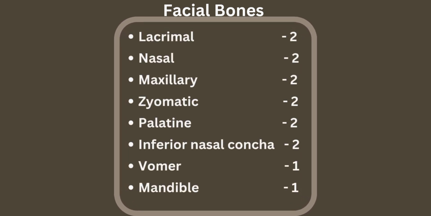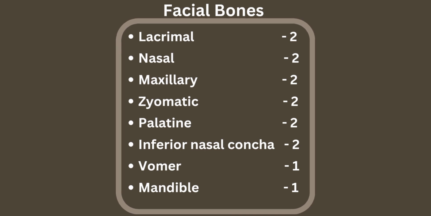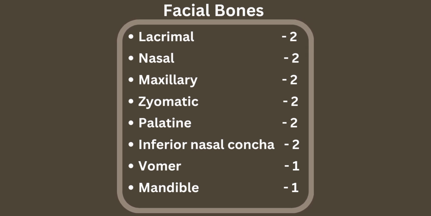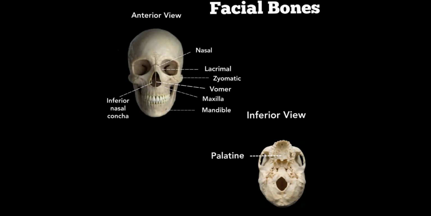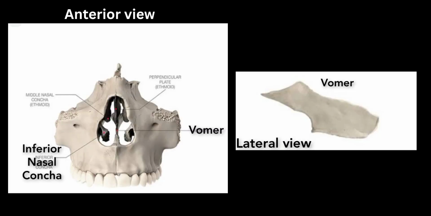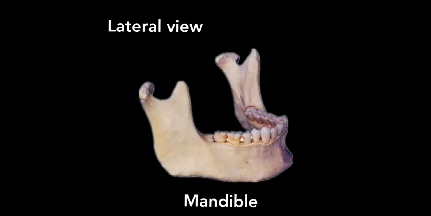Facial bones: lacrimal 2, nasal 2, maxillary 2, zygomatic 2, palatine 2, inferior nasal concha 2, vomer 1, mandible 1. Anterior and inferior view of facial bones. Anterior view of inferior nasal concha and vomer. Lateral view of vomer. Here we can see the lateral view of the mandible, which is also called the jaw bone.